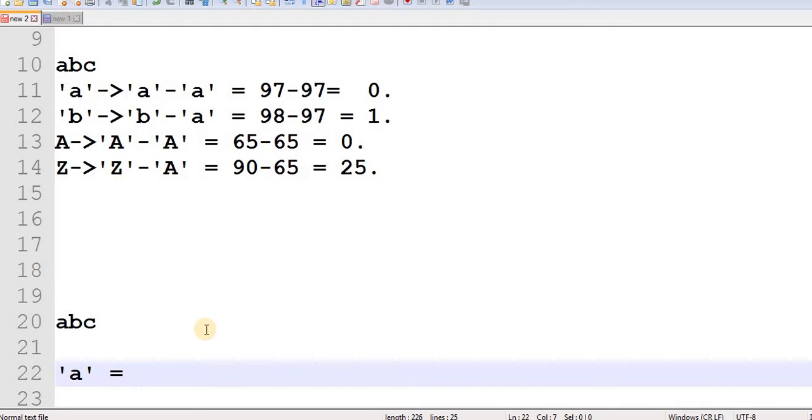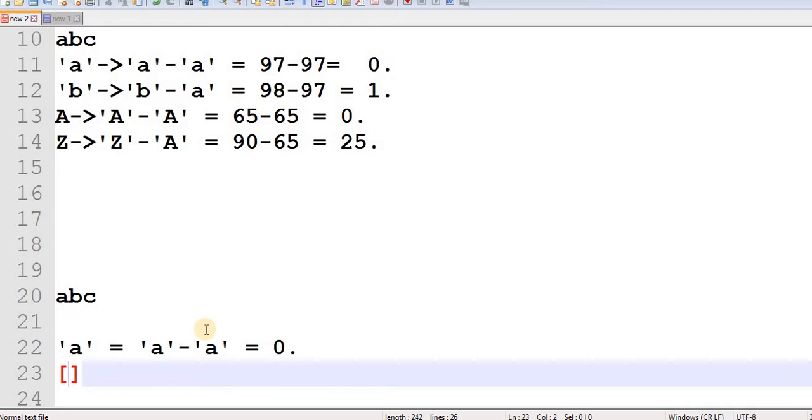So its index would be A minus A, that is equal to 0. So at index 0 I am going to increment the count of the character A. Initially it is all zeros, now it is going to be 1 comma and all 0.